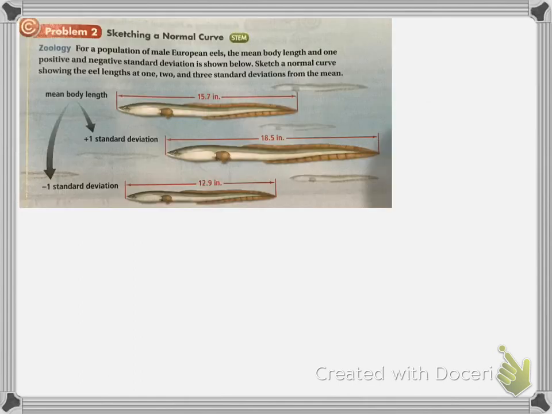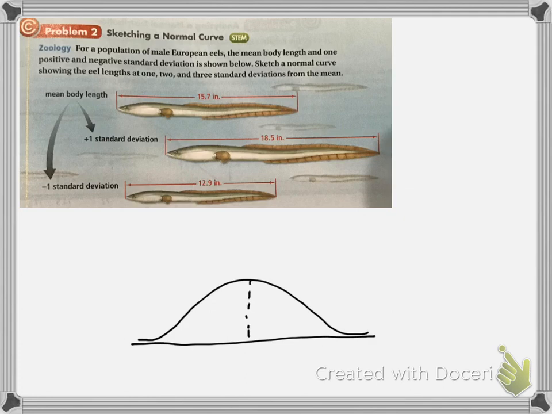Problem 2 is about sketching the normal curve. It says, for a population of male European eels, the mean body length and one positive and negative standard deviation is shown below. Sketch a normal curve showing the eel lengths at 1, 2, and 3 standard deviations from the mean. So again, it's pretty simple. You start off with your normal curve, and it's going to look something along those lines. Now, your mean's in the middle. Let's mark that at 15.7.